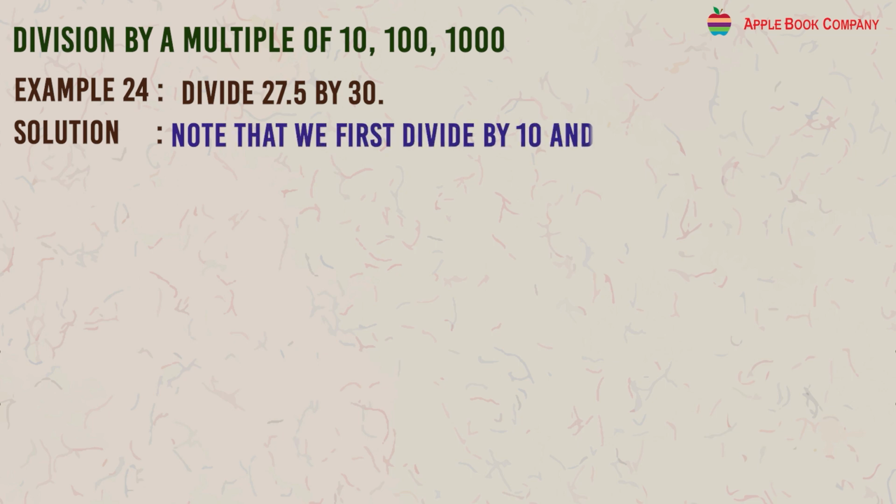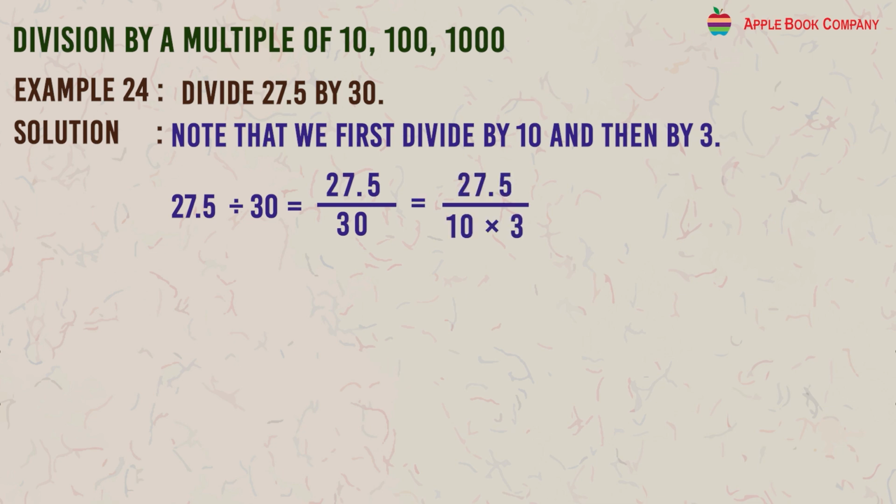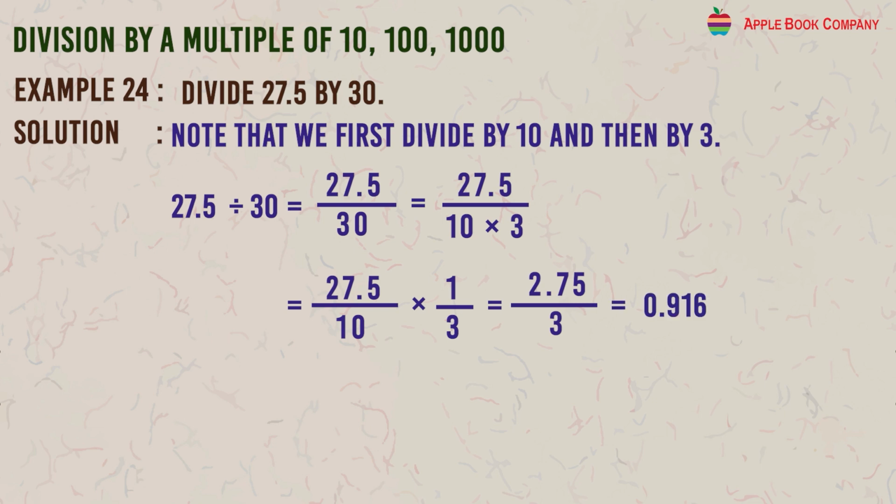Example 24. Divide 27.5 by 30. Solution. Note that we first divide by 10 and then by 3. 27.5 divided by 30 can be written as 27.5 divided by 10 into 3, which equals 27.5 by 10 into 1 by 3. 2.75 by 3 equals 0.916.